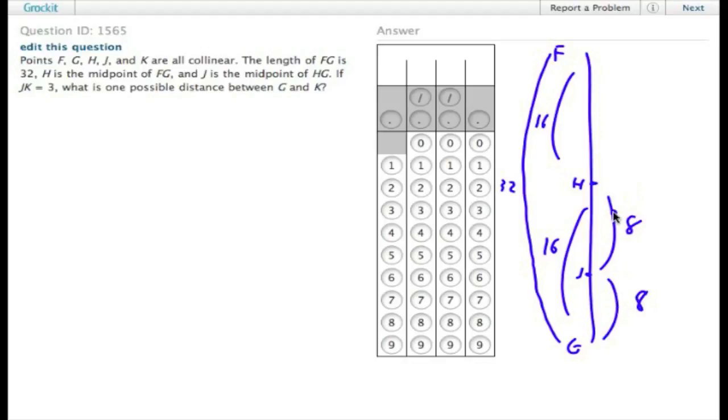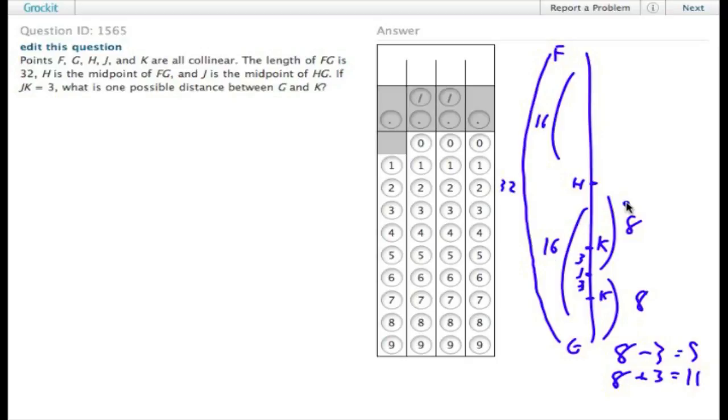right? So K is 3 units away from J. It could be right here at K, or it could be right here at K. So this is 3, or this is 3, two hypothetical places for K to be. If it's closer to H, or if it's closer to G, then it's 8 minus 3 equals 5. That's one possible value. Or if it's on the far side of J, where we find K, it would be 8 plus 3. So 8 plus 3 is equal to 11.